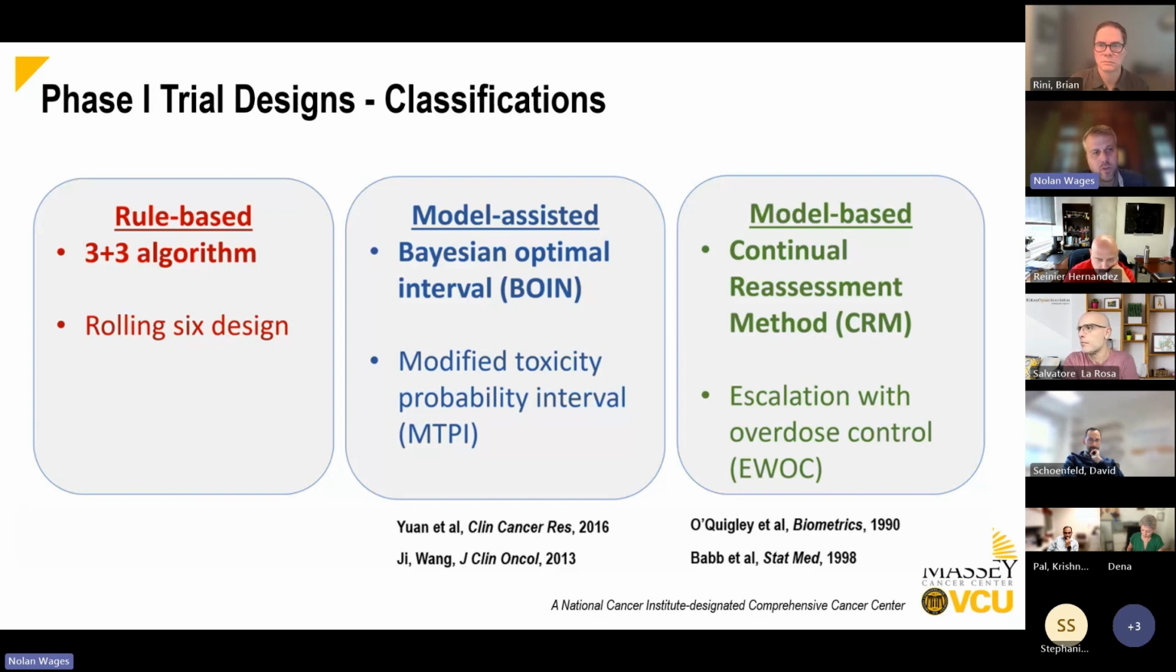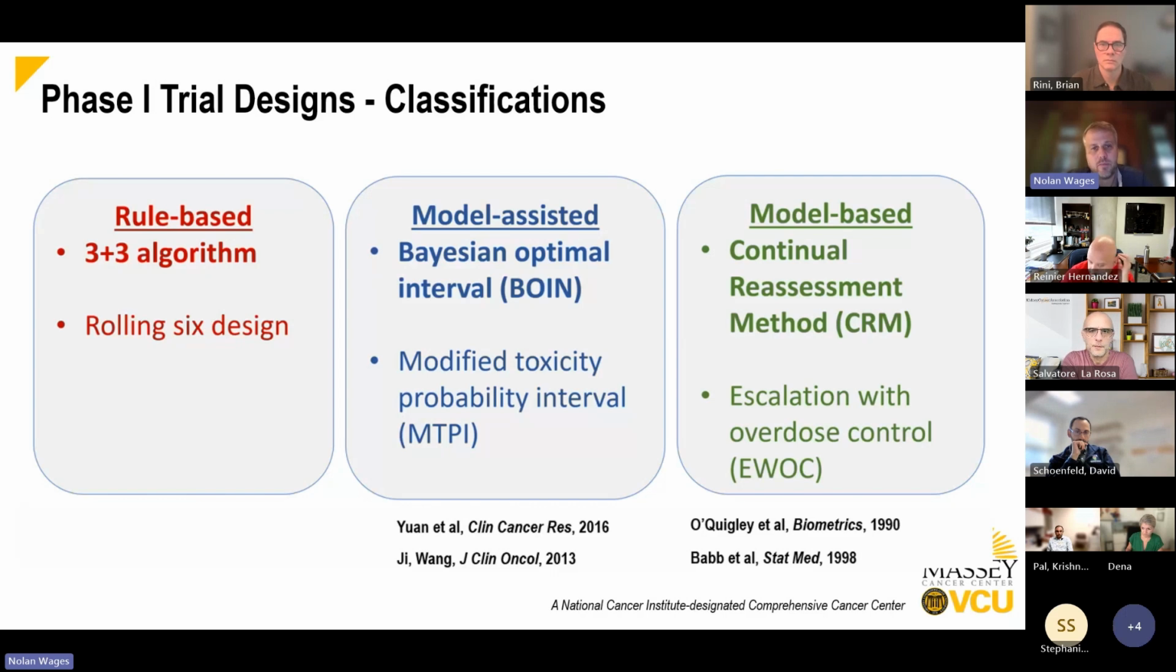That's the most commonly used dose finding design. In terms of chronologically when these designs were developed, next in the chronological order was the class on the far right, which is model-based continual reassessment method, or CRM, that was proposed in the early 90s. And then a newer class of designs in the last decade or so is model-assisted designs.